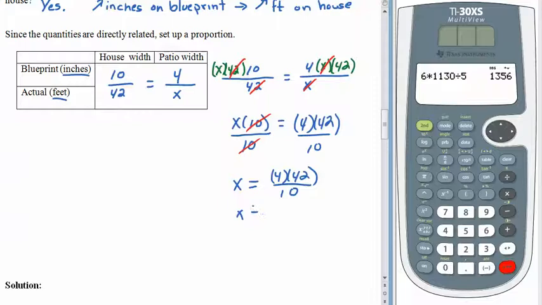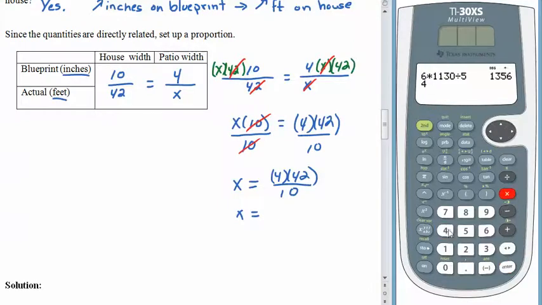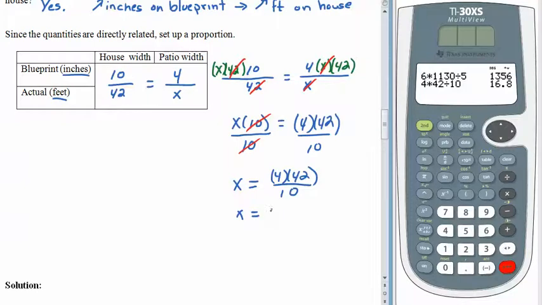And that's why we have calculators. So we have 4 times 42. Not that you couldn't do this by hand, but our calculator's right here, so let's just use it. There we are, 16.8.